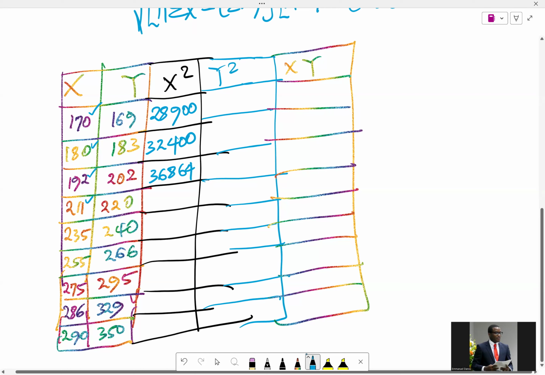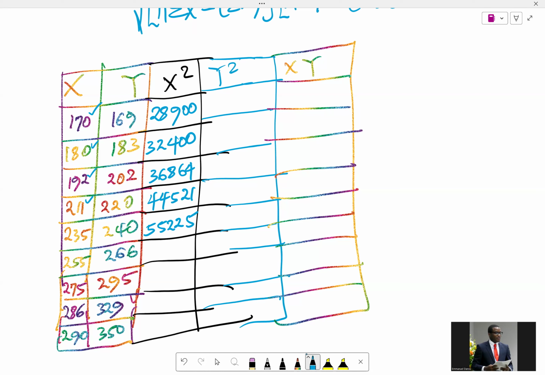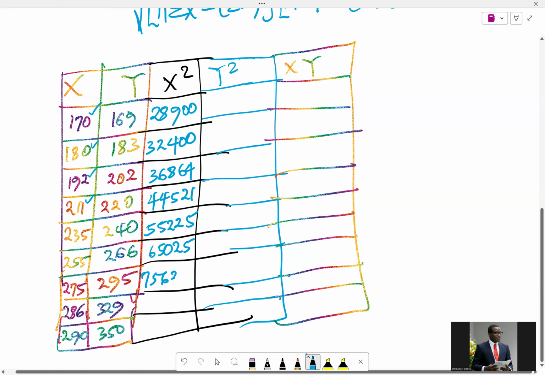Then 211 raised to power 2. That's 44521. Then you need 235 raised to power 2. That's 55225. Then you need 255 raised to power 2. That's 255 times 255, that's 65025. Then next you need 275 raised to power 2. That's 275 times 275. That's 75625. Then you need 286 raised to power 2.